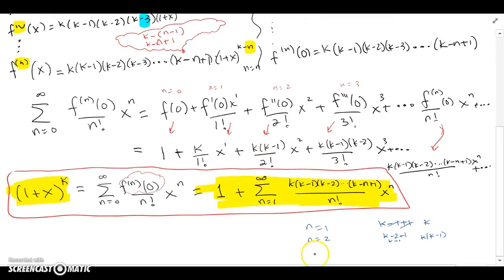Let's do one more. When n is 3, I will stop at this last guy, k minus 3 plus 1, that's actually k minus 2. So I need to keep going in my product until I get to k minus 2. And then I stop. So at n equals 3, I've stopped up to k minus 2, which is definitely the case.